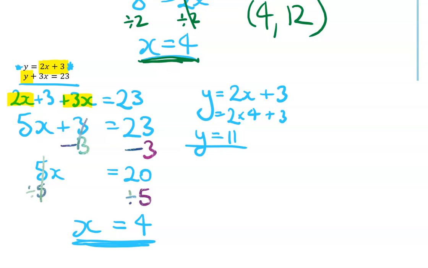Okay, there's my two coordinates. x is equal to 4, y is equal to 11. These two lines, if you were to graph them, would meet at the point 4, 11. And there's my answer.